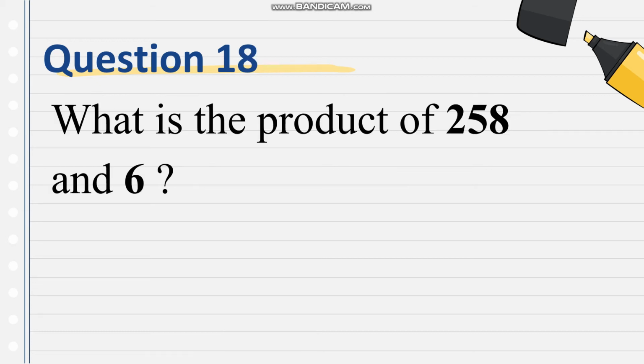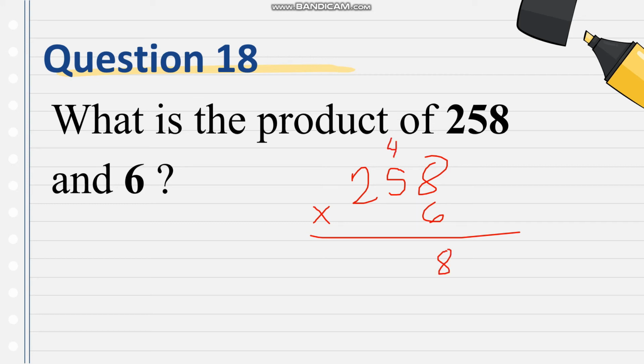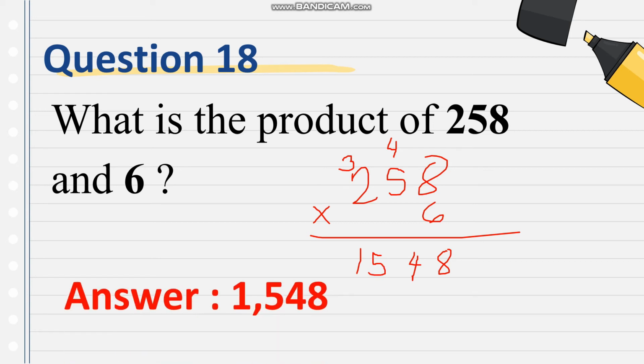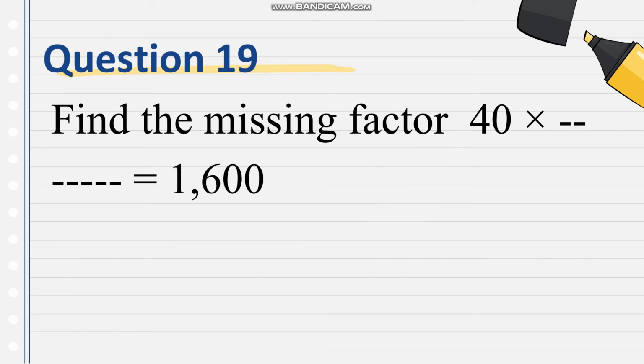What is the product of 258 multiplied by 6? So you can use a different strategy: the distributive strategy, the standard algorithm, or the partial product. It's up to you because at the end you will get the same answer. So here I'm going to use the standard algorithm. 6 times 8 is 48, so regroup 4. 6 times 5 is 30 plus 4 is 34, regroup 3. Then 6 times 2 is 12 plus 3 is 15. So the answer is 1,548.